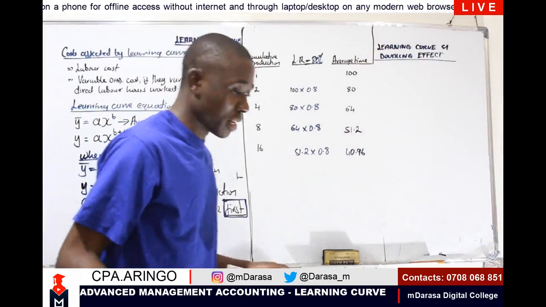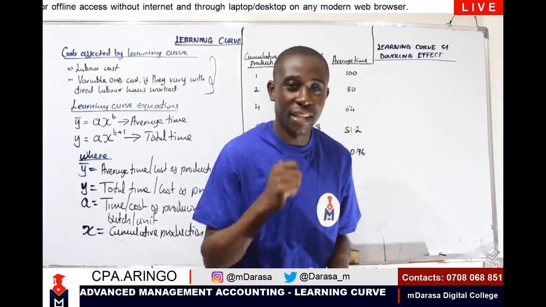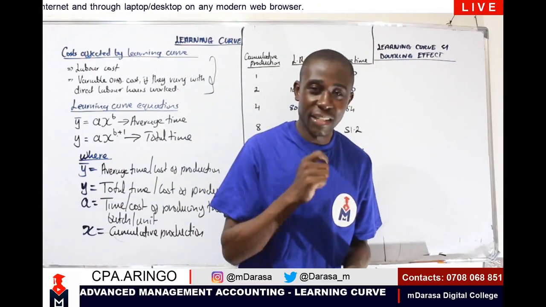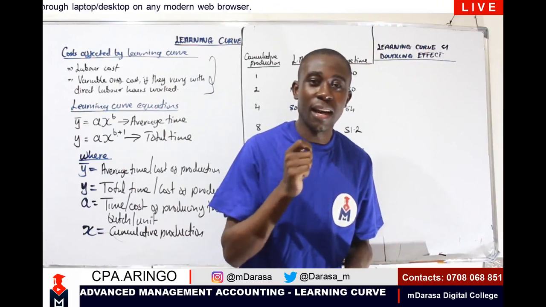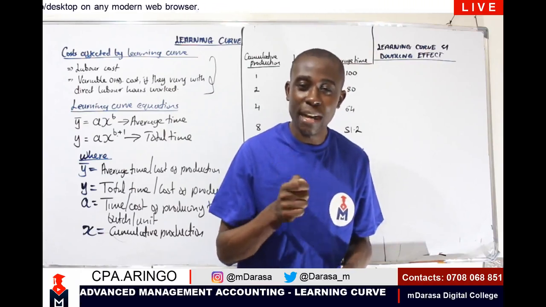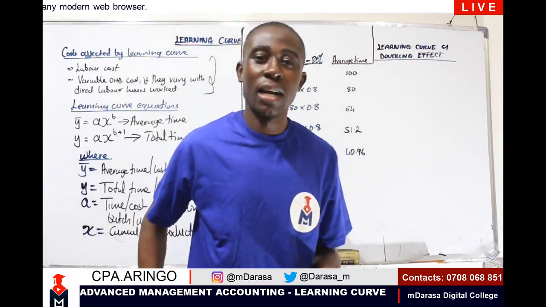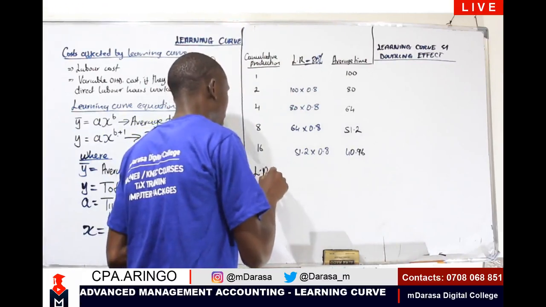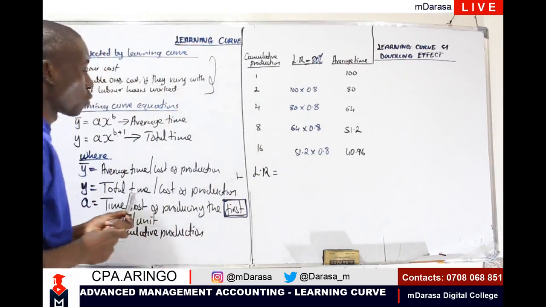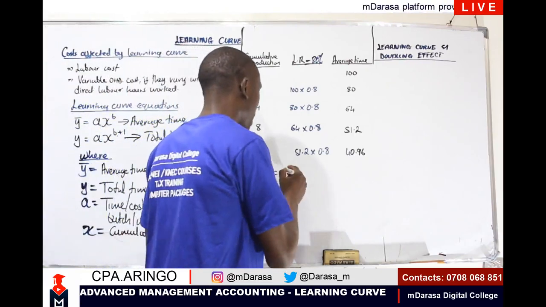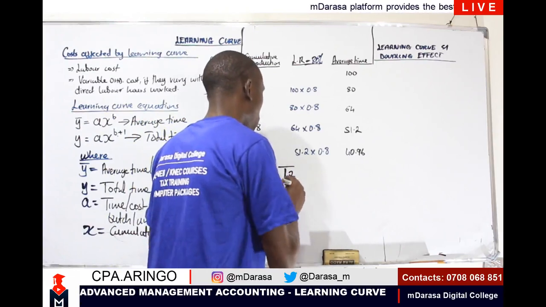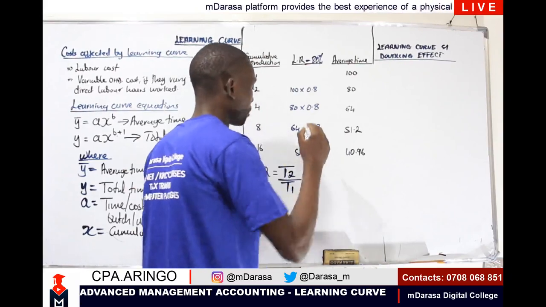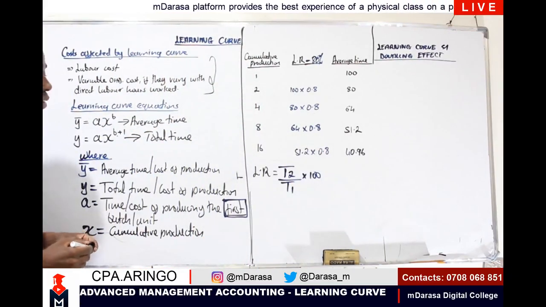Then assuming you are not given the learning rate, but you are given the average time, how will you determine your learning rate? To determine the learning rate, if not given, this is what you are going to do, my good students. I'll always be taking our T2, we divide by our T1, and we multiply by 100. That is what we'll be having as our learning rate.